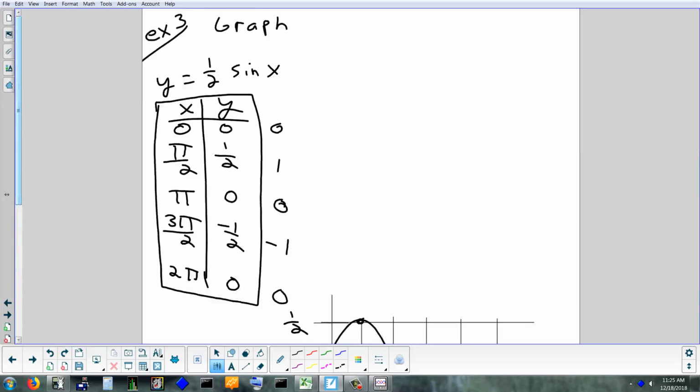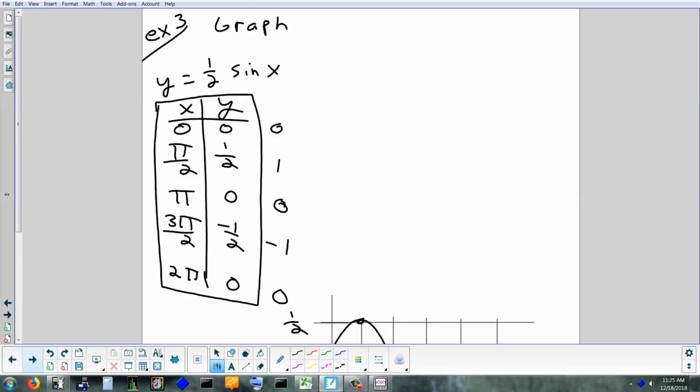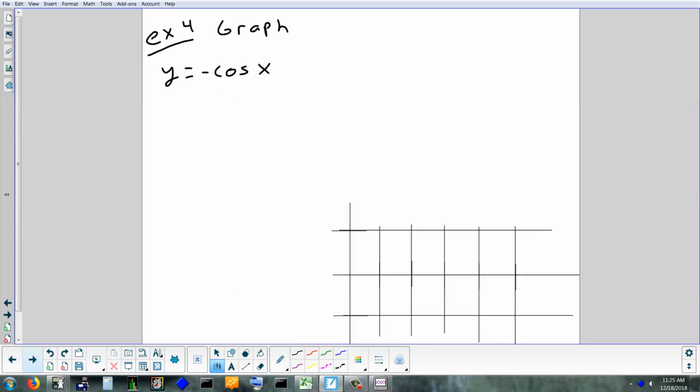Okay, 1/2. What's the amplitude of example 2? 3. What if I threw a negative in front? What would the amplitude be now? Still 3. Okay. Let's actually look at one with a negative in it. What's the amplitude of that one? 1. There is no change in the amplitude.